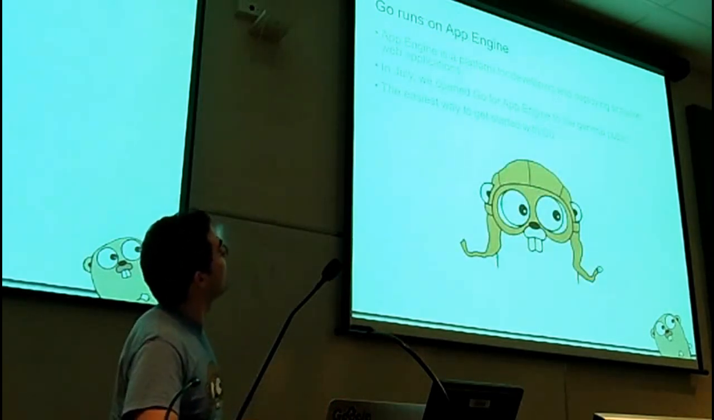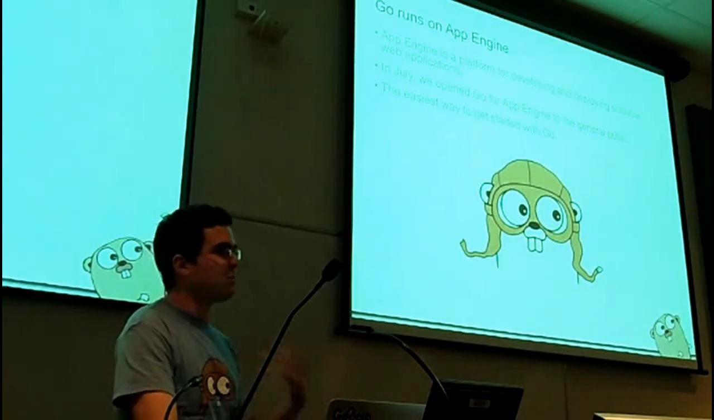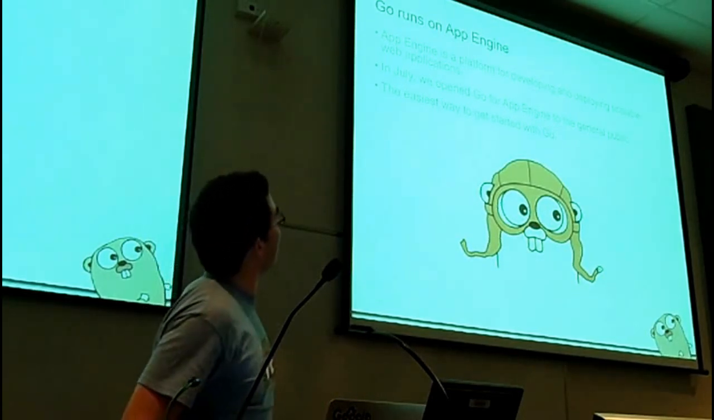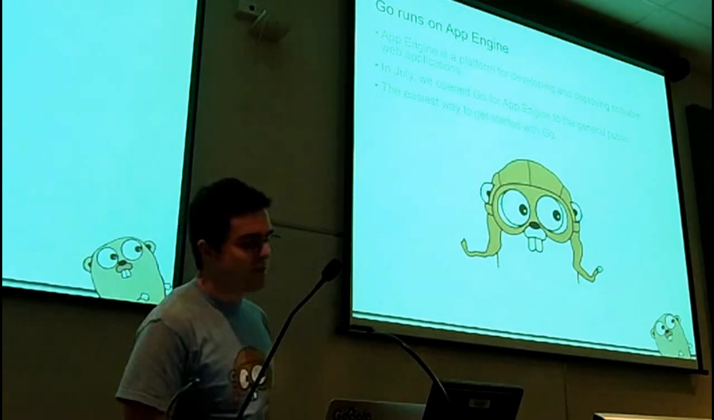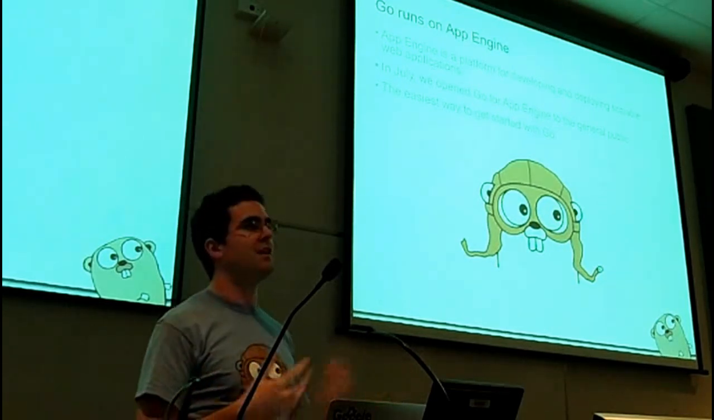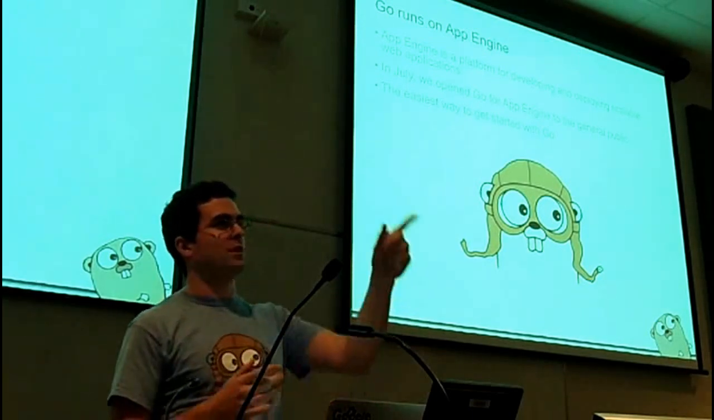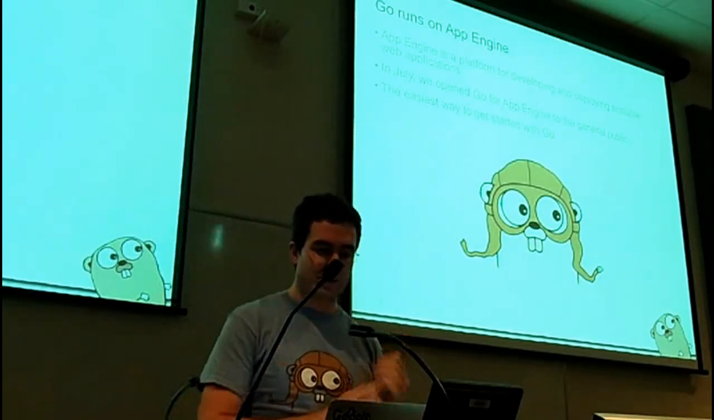This year we launched Go on App Engine, so it's really easy to write web apps and then deploy them on the App Engine platform. It's by far the easiest way to get started with Go at the moment. You can just download the SDK. It includes everything that you need. You can follow the tutorials and so on. My colleague here works on App Engine. Hooray!